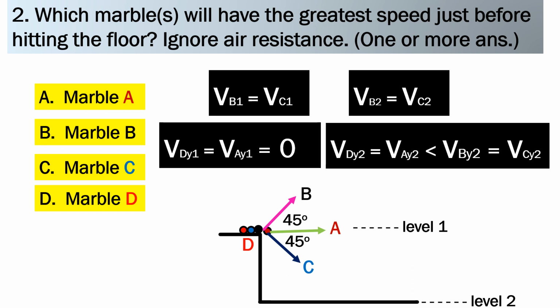But each of this velocity or speed along the y, in fact, is less than the y component of the final velocity of marble B and marble C. Which means that our answer to this question would be both marble B and marble C will have the same speed just before hitting the floor.